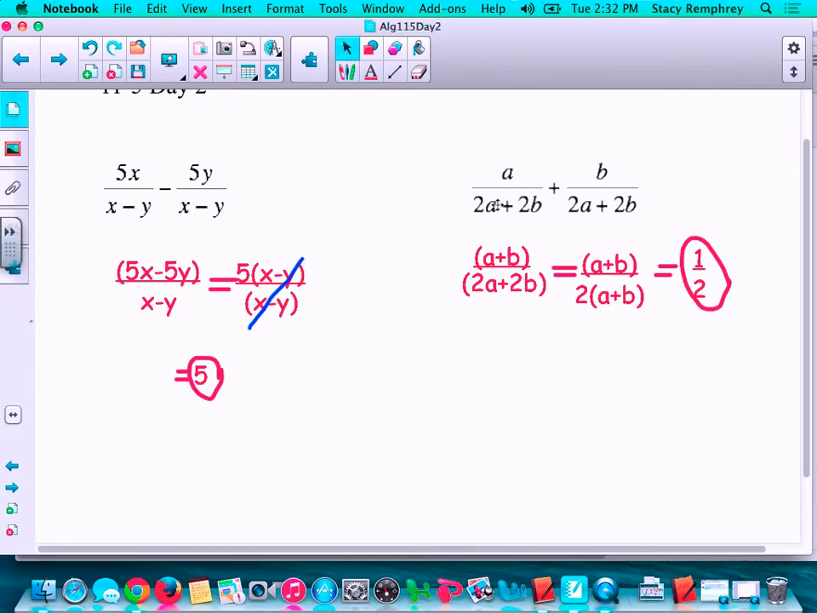In the next one, the same idea. I had a common denominator. So I just rewrote my numerators together over that common denominator. I saw the denominator had a common factor of 2. So I factored that out. These cancel, and I'm left with 1/2 because a plus b divided by a plus b is 1. Remember, when we cancel, we're dividing. So anything divided by itself is 1.